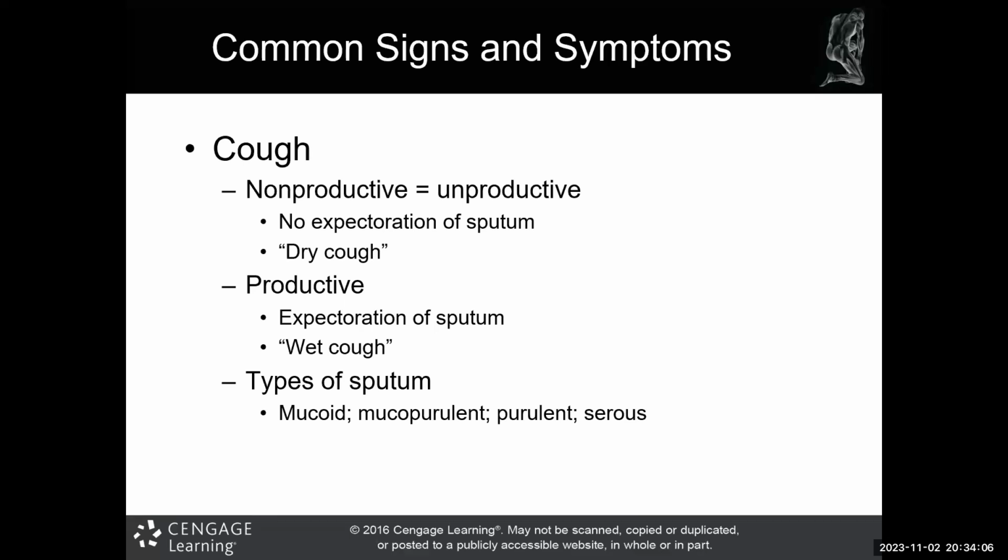Types of sputum: mucoid, mucopurulent, purulent, serous. Purulent, when you see P-U-R-U, that means pus. So if it's mucus that's kind of a yellow color or green, that's mucopurulent or purulent. Serous is clear. If you cough or blow your nose and it's clear, that's serous fluid.